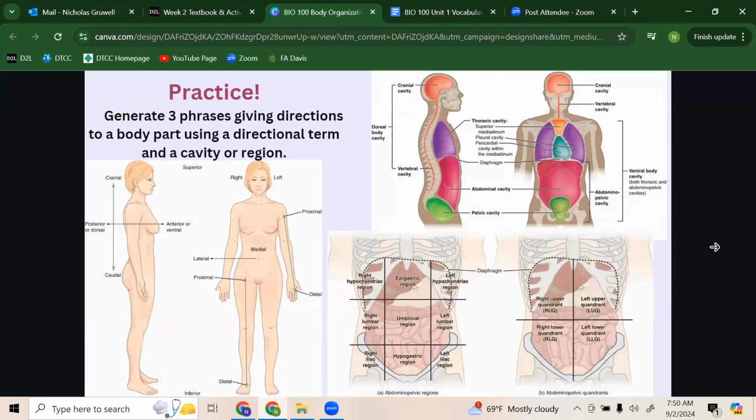All right, I will give you guys just one example. So you could say that the epigastric region is superior to our hypogastric region. Or you can even say our left pleural cavity is lateral to our pericardial cavity. Any ones that you guys came up with could be correct. There's no specific right answers for this one.